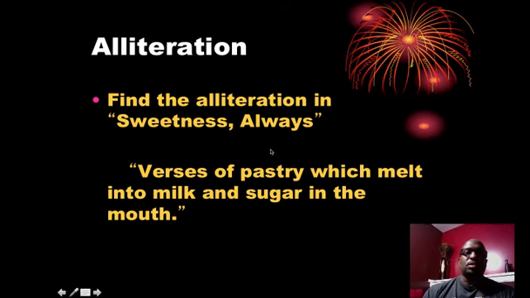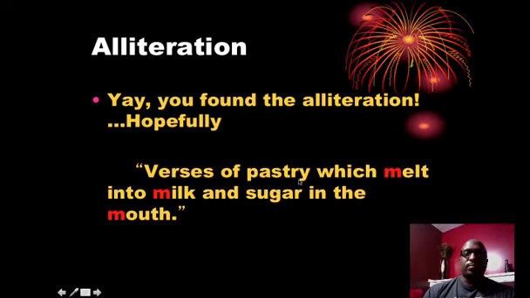All right, so let's look at this example. "Sweetness always. Verses of pastry which melt into milk and sugar in the mouth." So as you can see in this example, you have melt, milk, and mouth, which are all examples of alliteration, the repetition of the consonant sound.